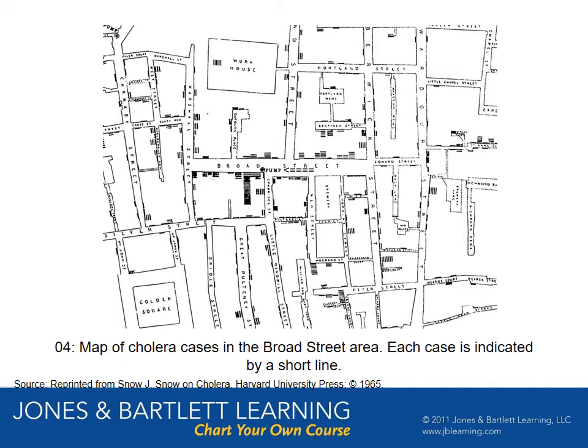This is a map of cases that he put together, where you can see that each horizontal line, which makes a bar chart, is a case of cholera. And it's clear that the higher concentrations are associated near the Broad Street pump.